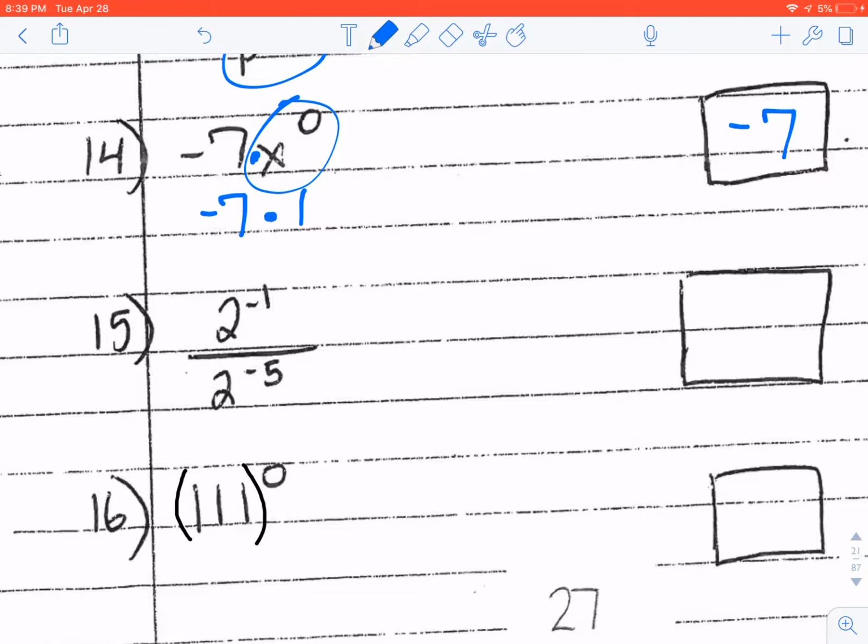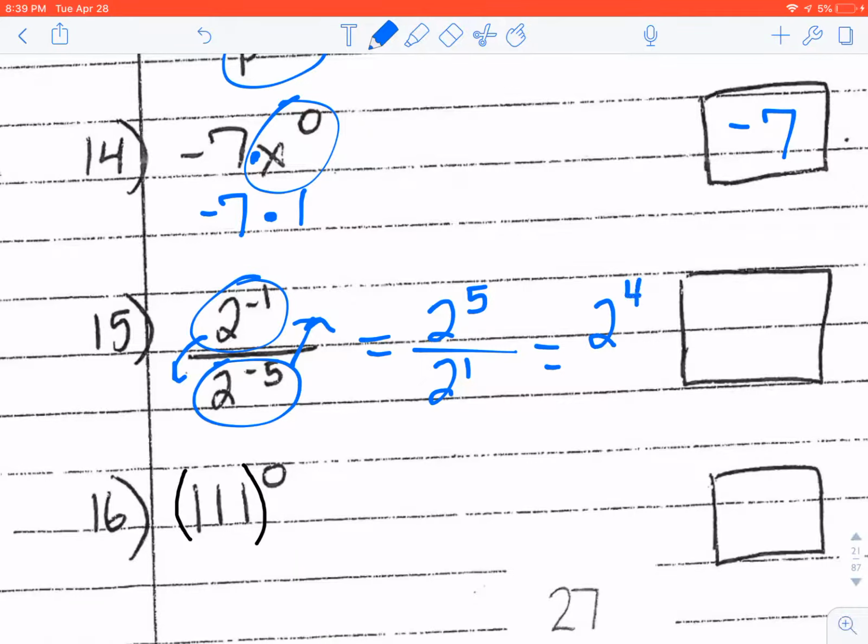Number 15, this one's a little bit tricky. So make sure you moved those negative exponents first. Once you move them, we now have property 2 that we need to simplify. When you divide same base, you're subtracting exponents. So 5 minus 1 is 4. You're keeping it as 2 to the 4th. Again, you're keeping it in exponential form. And make sure you had your bases too.